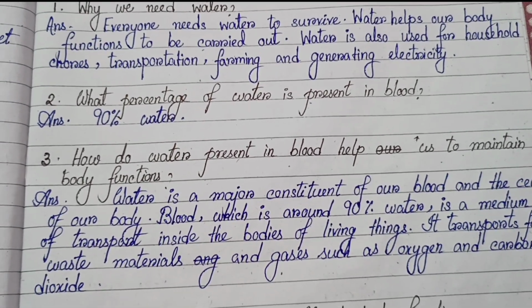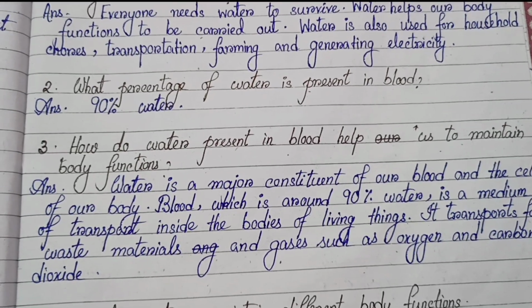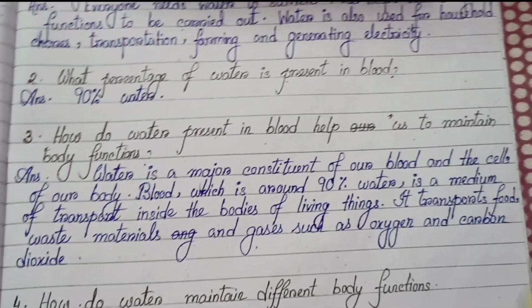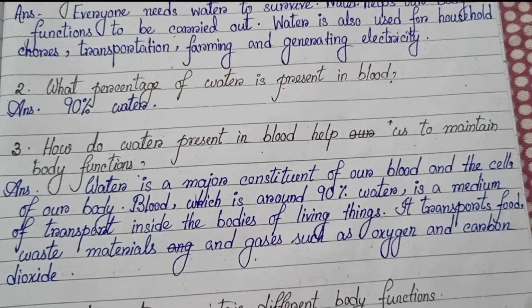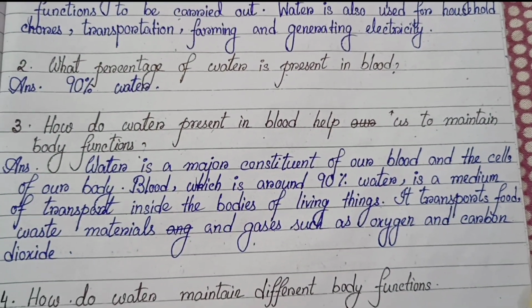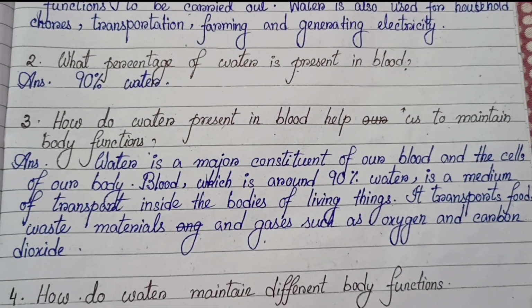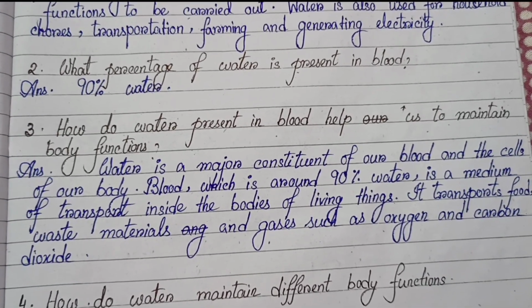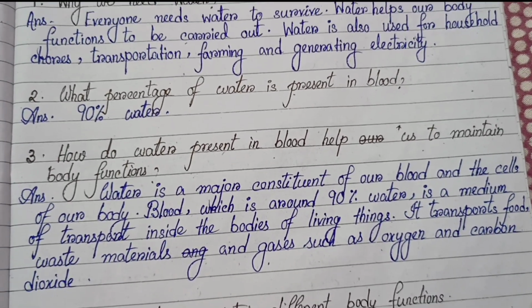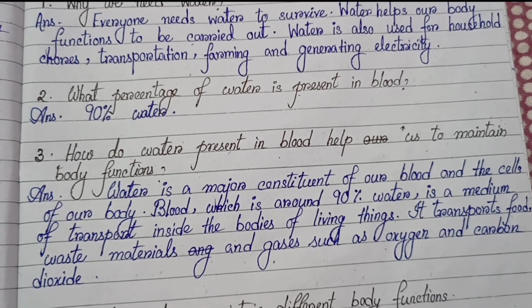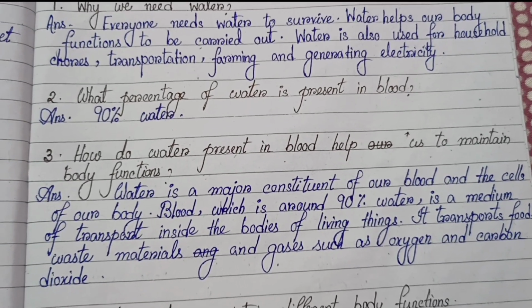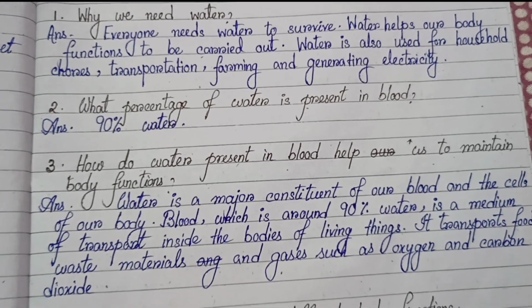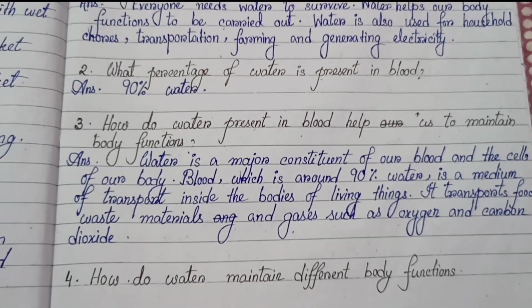Number 2, what percentage of water is present in blood? 90% water. Number 3, how does water present in blood help us to maintain body functions? Water is a major constituent of our blood and the cells of our body. Blood, which is around 90% water, is a medium of transport inside the bodies of living things. It transports food, waste materials and gases such as oxygen and carbon dioxide.